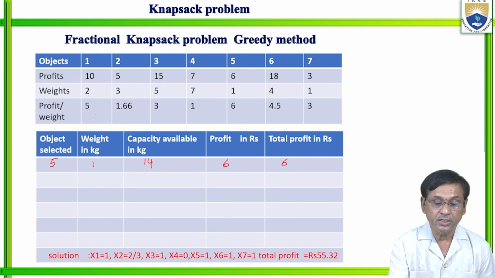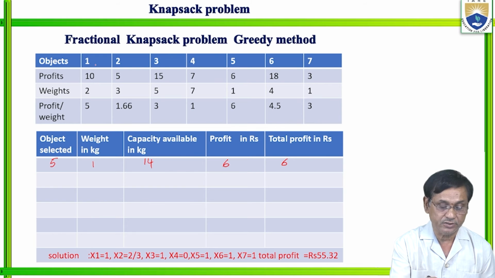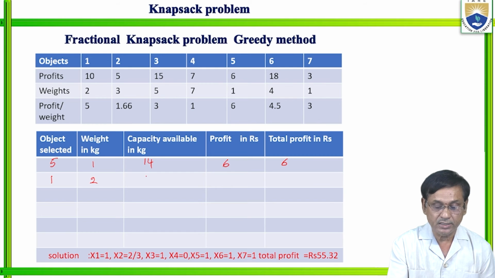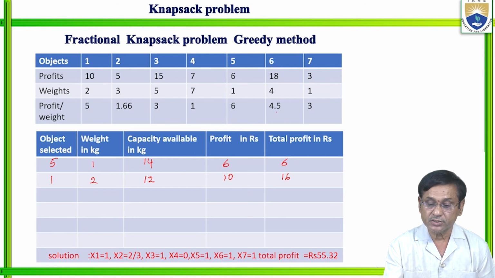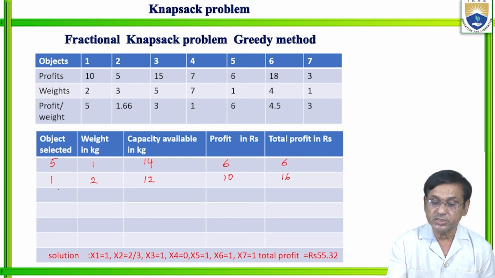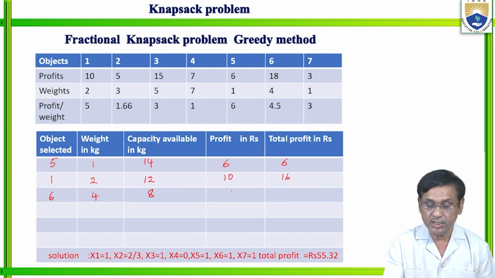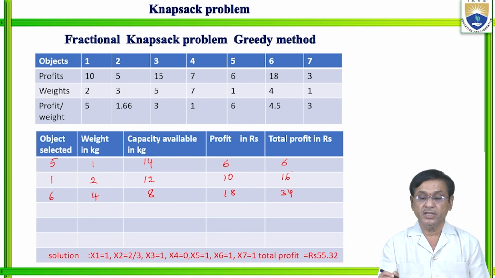The next highest ratio is 5, which corresponds to the first job, so the first job is included. The weight of the first job is 2, the balance weight is 12, and the profit is 10, so the total is 16. Next, the ratio 4.5 corresponds to the sixth one. Its weight is 4, and 12 minus 4 is 8. The profit is 18, so 18 plus 16 is 34.